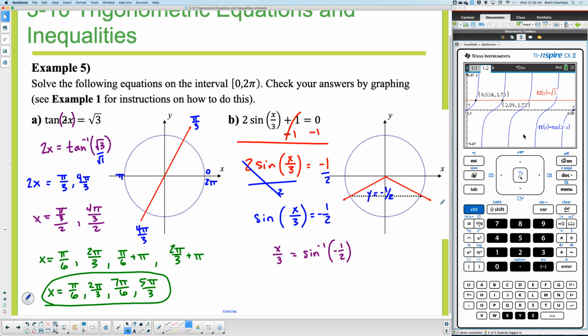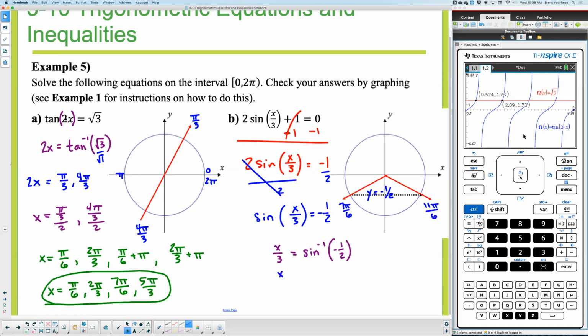Which pi over 6s are they then? 7 times 6. This is 7 pi over 6. Yeah, that's pi over 6. This will be 11 pi over 6. So x over 3 would equal 7 pi over 6 and 11 pi over 6. But we're not done yet.